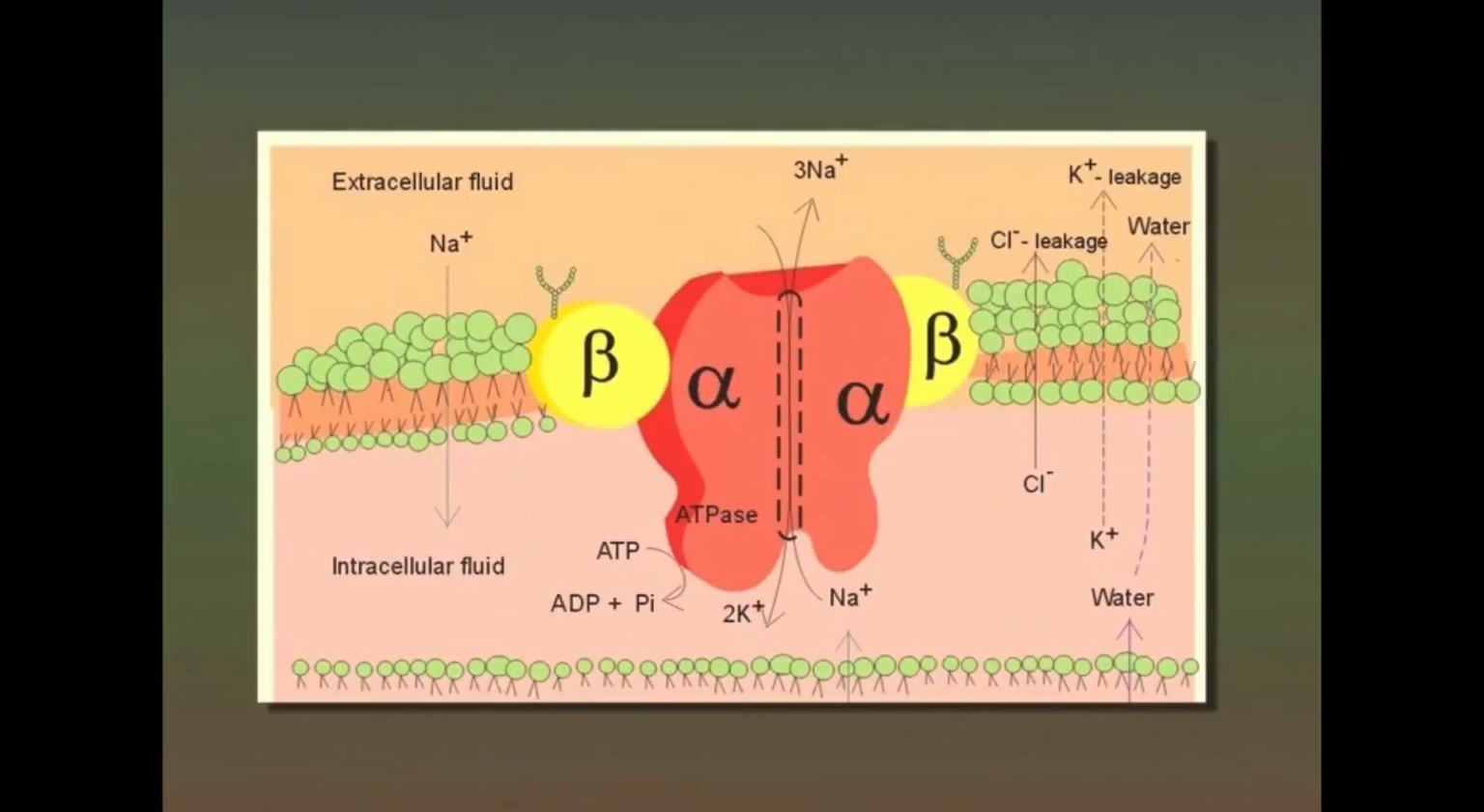Now, if you look at this picture, this is the extracellular side of the cell, this is the intracytosolic side of the cell, and this is the cell membrane. You can see this is an alpha subunit, this is a beta subunit, and this is another protein which is attached to it, the FXYD protein. So, these sodium potassium ATPases have alpha beta subunits along with an FXYD protein.